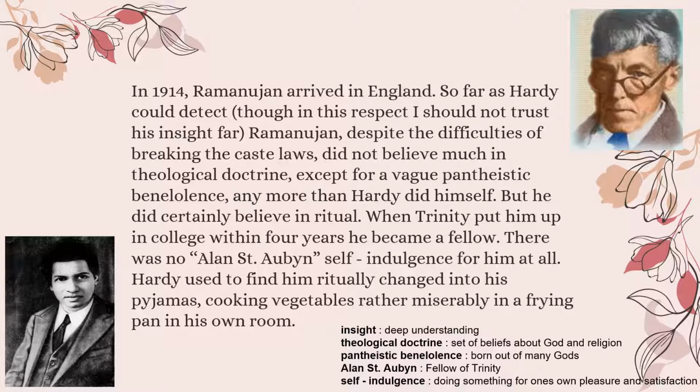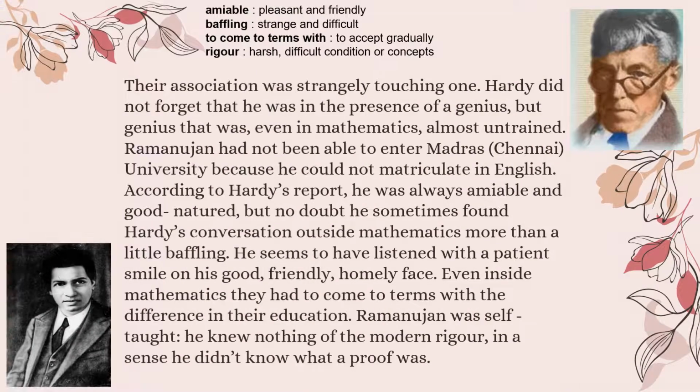Hardy hardly found him changed in England, as he used to find him in his pyjamas cooking vegetables in a frying pan in his room. Their association was a strangely touching one. Hardy did not forget that he was in the presence of a genius, but a genius that was, even in mathematics, almost untrained.